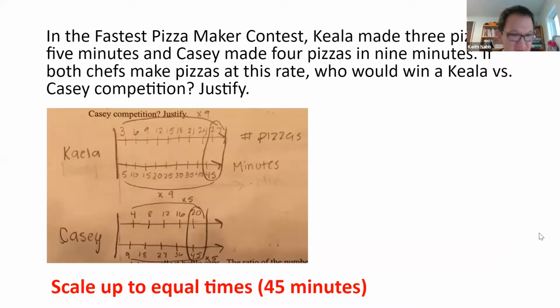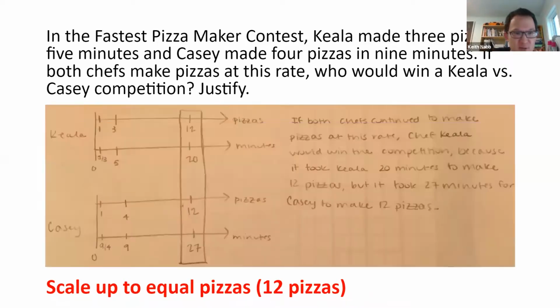The second class I found is like least common multiple. Being in a group here with a bunch of mathematicians, you'll recognize the solution. It's a great one. You can see again, the starting point 3, 5, and 4, 9, all the way to the left. But what this student did is they just scaled each number line to 45 minutes. So you can see times 9 on the top and then times 5 on the bottom. And you can see that Keela makes more pizzas, 27 instead of Casey's 20. So the answer is just right there. They can see it.